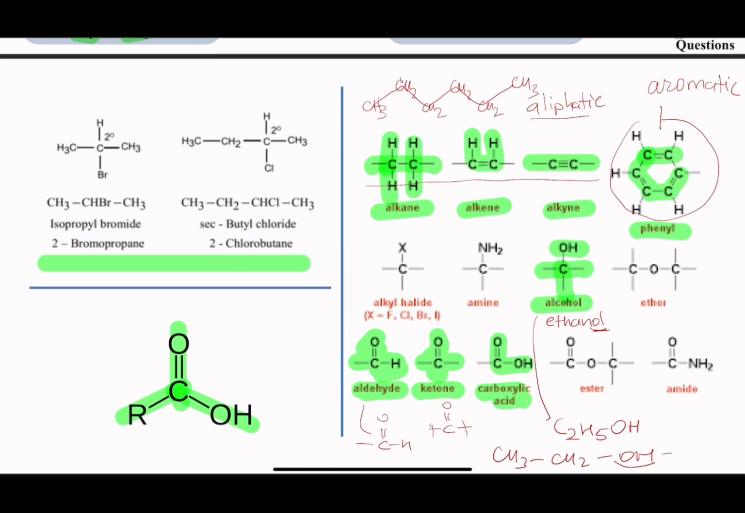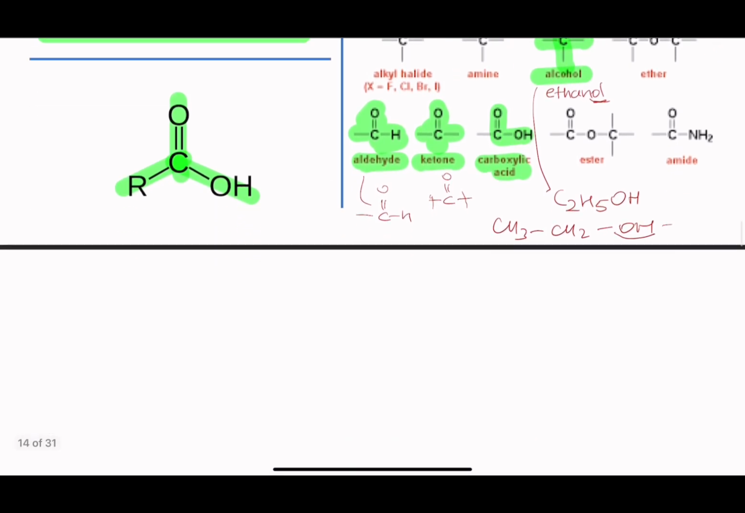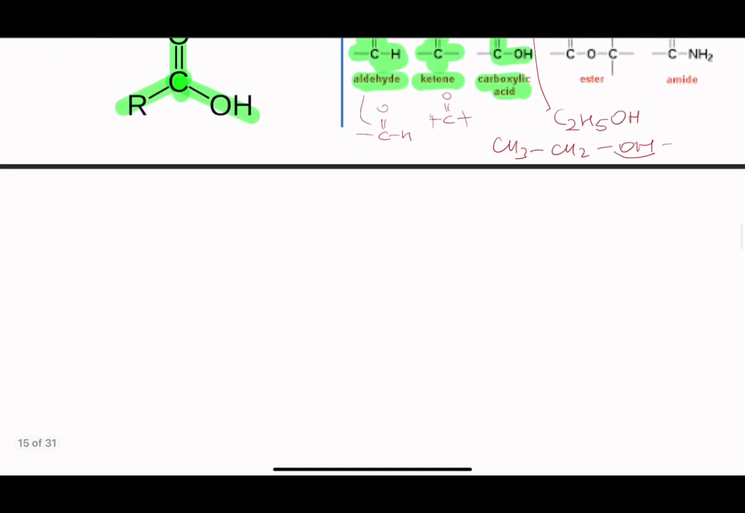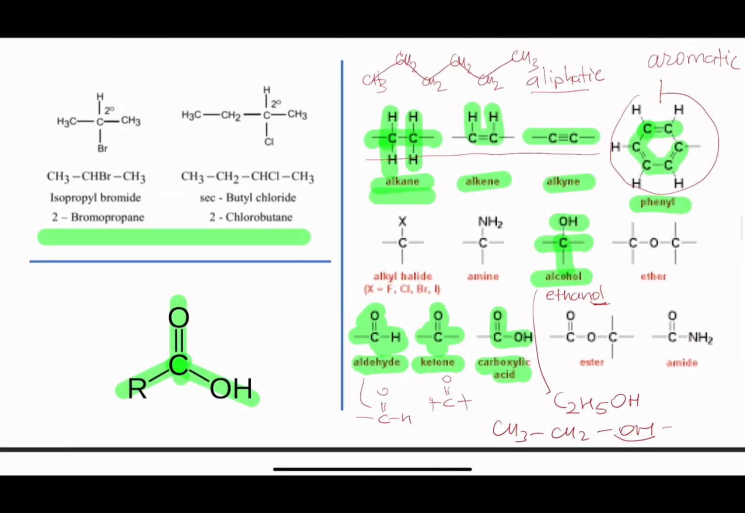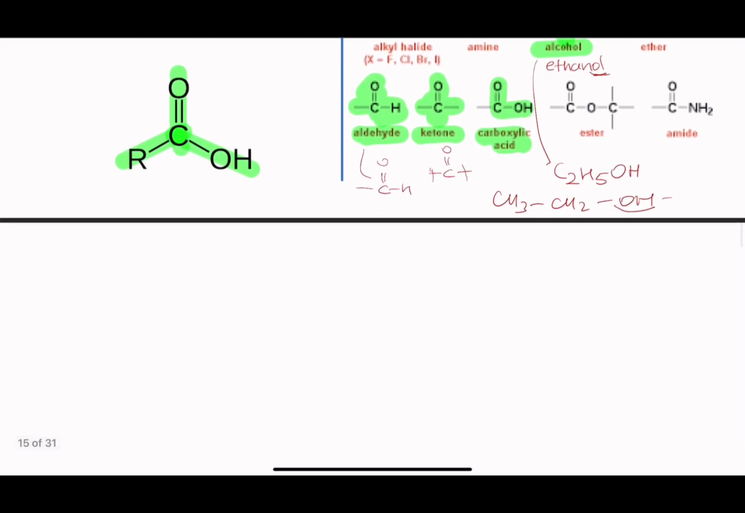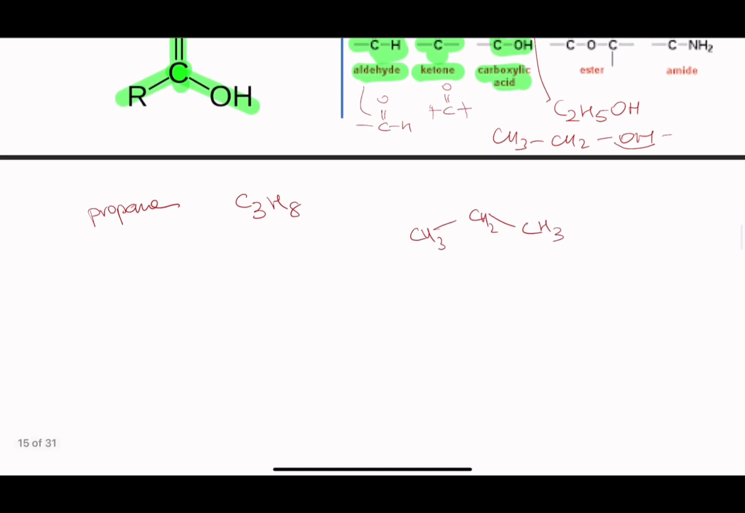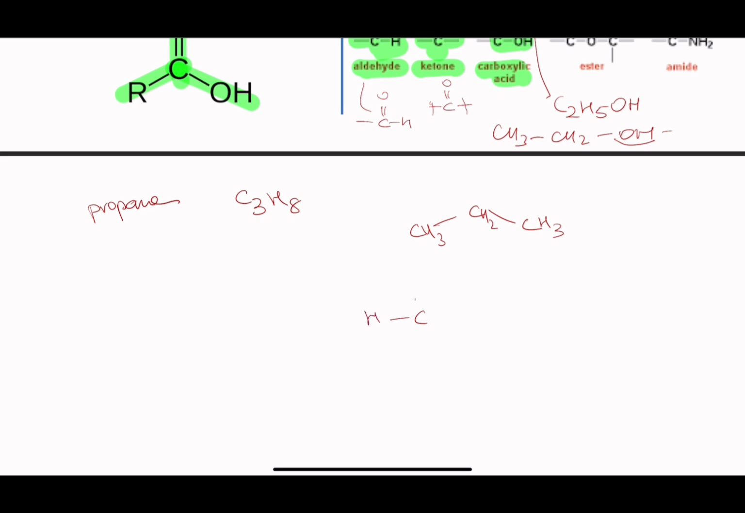Now, these are the names of a couple of compounds. Don't worry too much about them because we haven't covered the nomenclature. I want to draw you some of the alkanes in here. For example, we have an alkane, right? Let's draw the shape of, for example, propane. Propane is C3H8, and then I got 3 carbons, CH3, CH2, CH3.